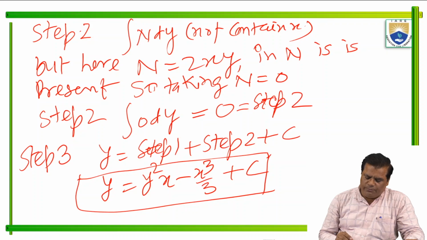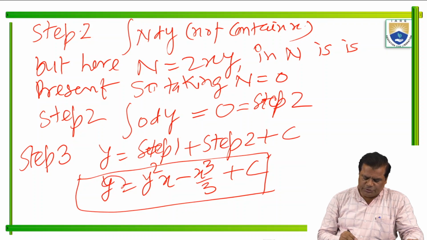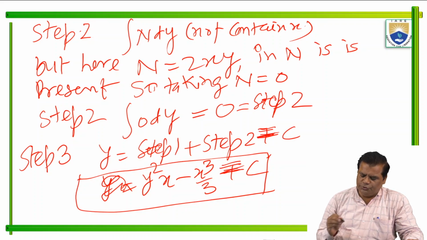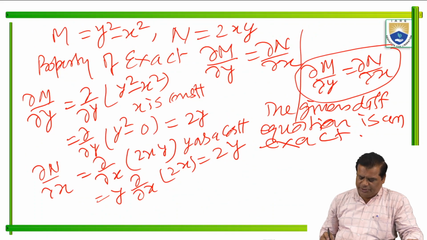So y equal to step 1 equal to c. Step 1 plus step 2 equal to c, because the formula is this integration.